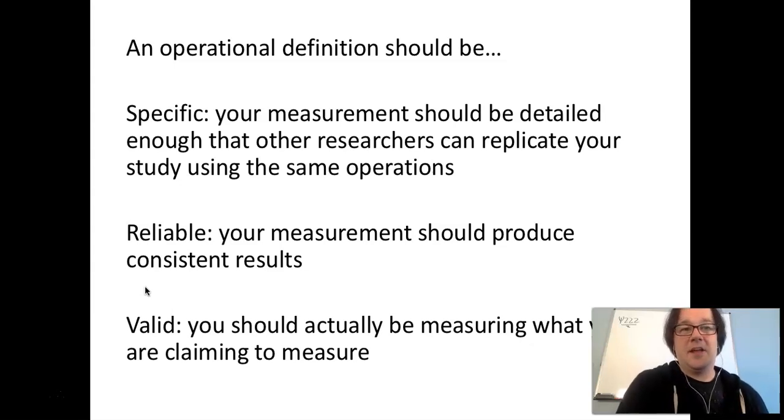Every time you step on the scale, we want it to give the same result, or every time we measure someone's waist, we want it to be the same, or anytime we calculate their body fat content, we want it to produce the same results, all within a margin of error, an acceptable margin of error, right? And an operational definition should be valid, meaning that we should actually be measuring what we are claiming to measure.